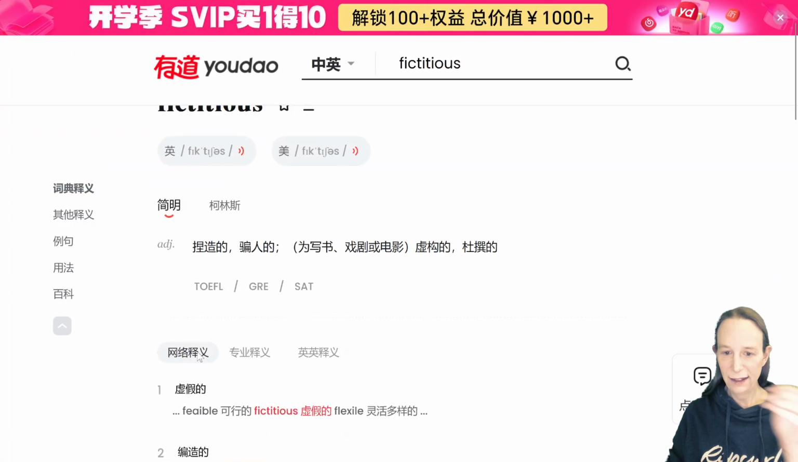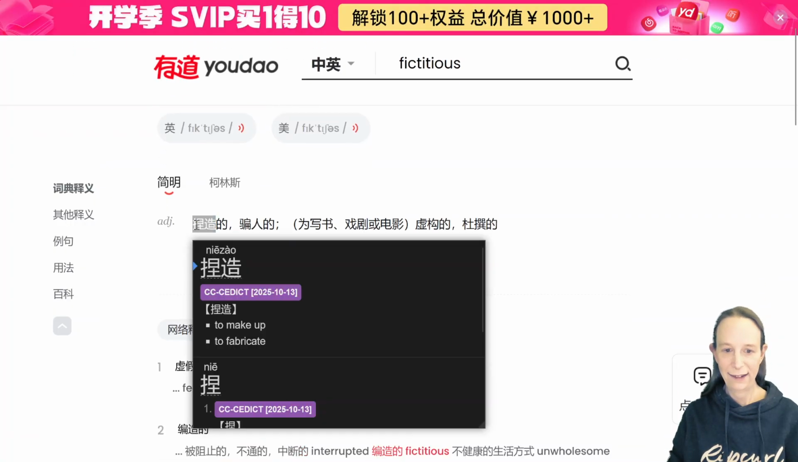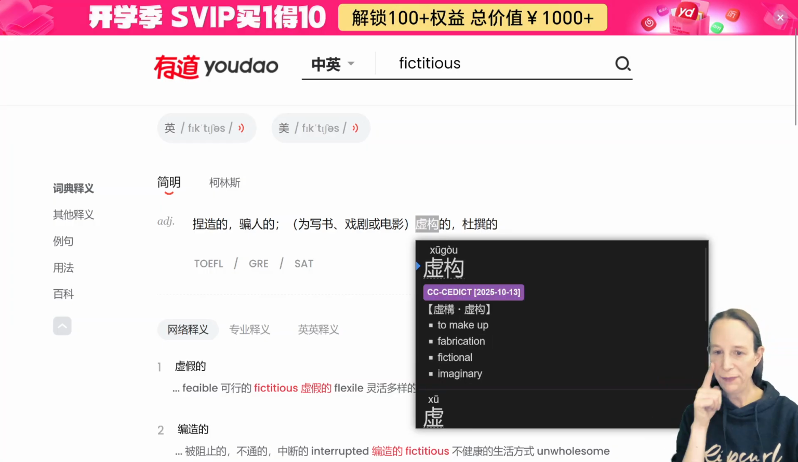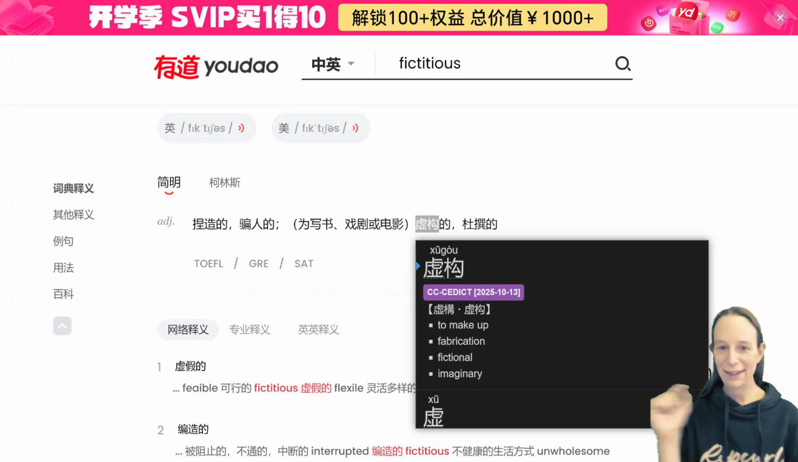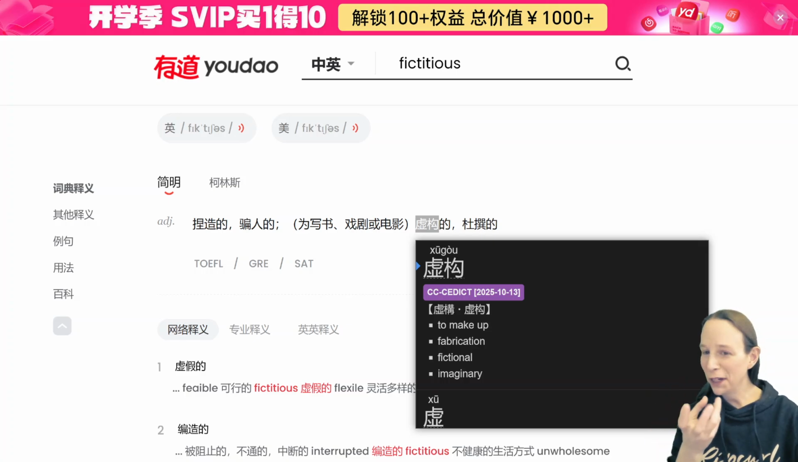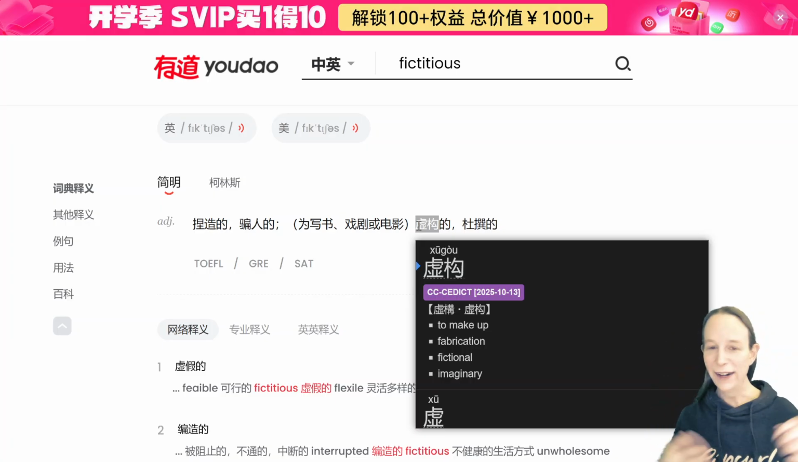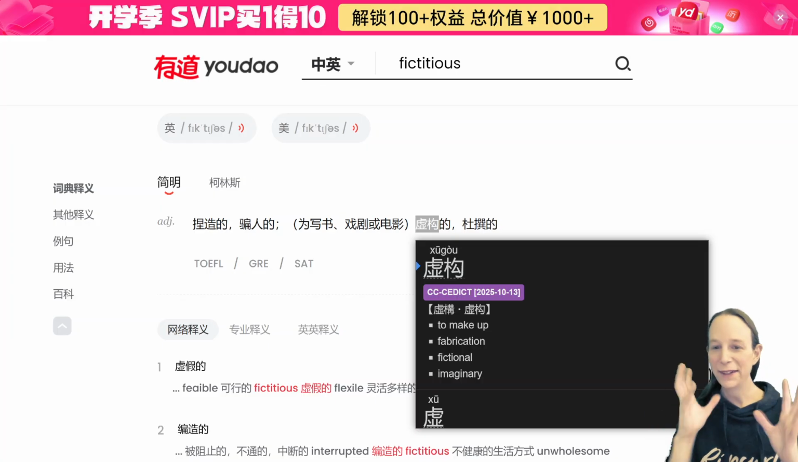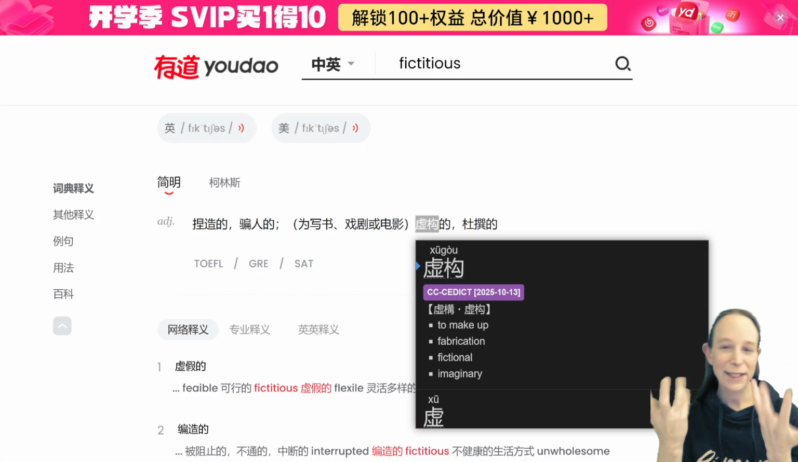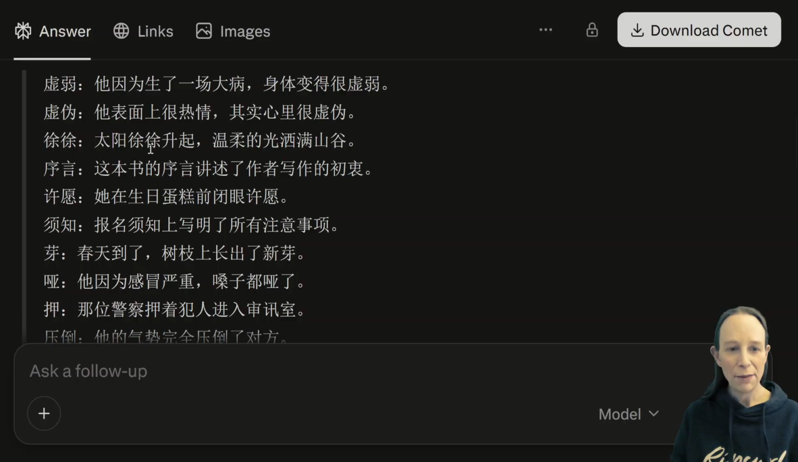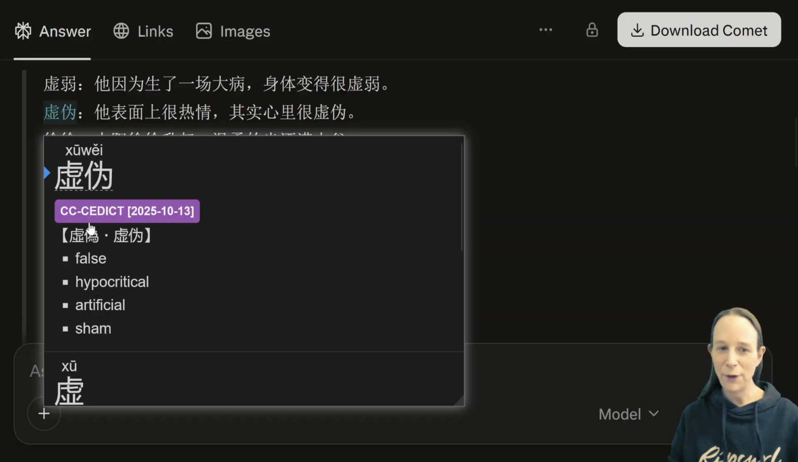捏造的. That's fabricated. Yeah. Oh, 虚构的, this one. 虚构的 is fictitious. Like 虚构的故事 is like an imaginary story, right? It's a fictional story, like Harry Potter or something, and you're not meant to interpret it as real. 虚构的. That's not necessarily a negative thing. But here, 虚伪 is like phony, false, hypocritical, artificial sham.